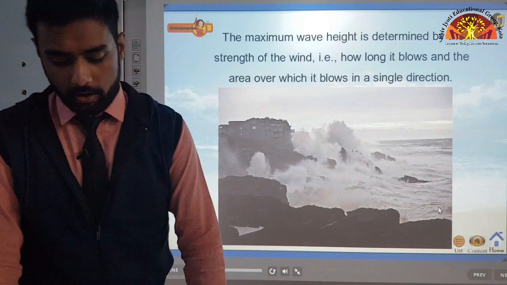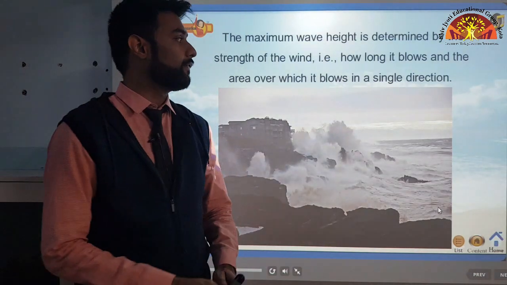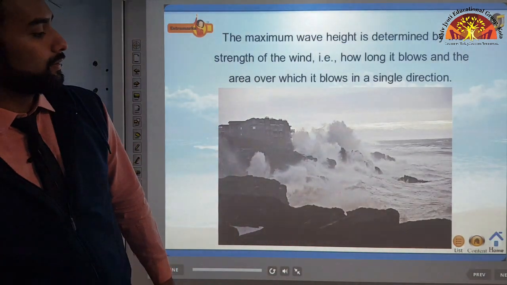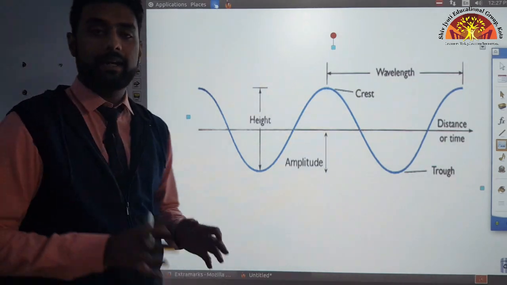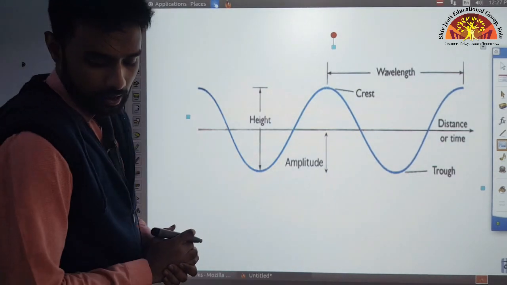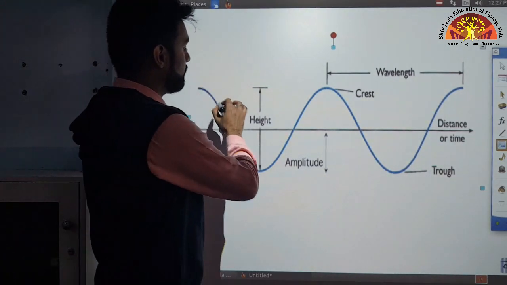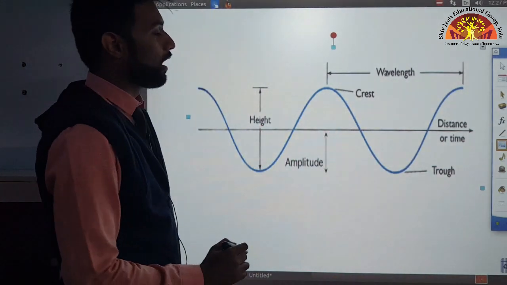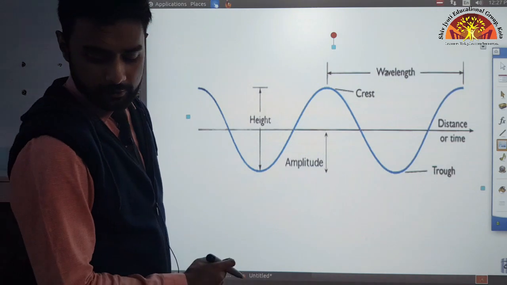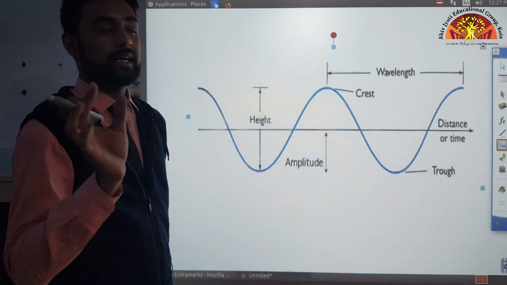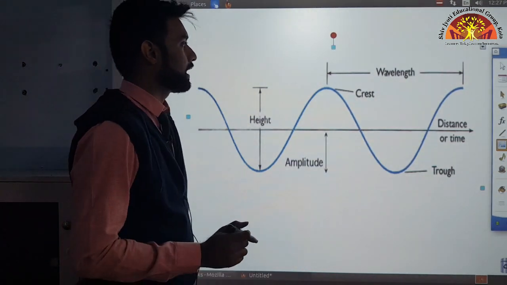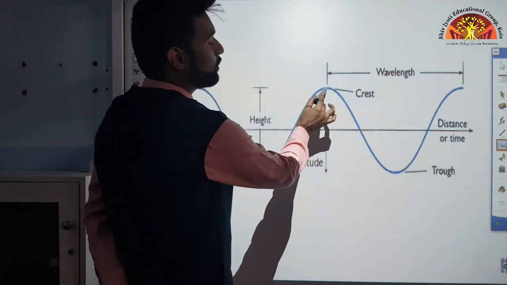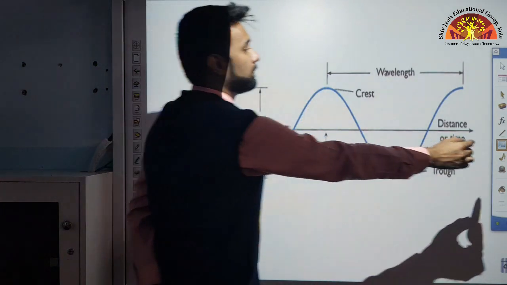Now, we are learning about the characteristics of waves. What are the different formations of waves? So students, now let us discuss the characteristics of waves. Now, as you can see here, the blue line depicts the wave which is formed in the water. Now, we are going to learn about these points which are given here. First, let us learn what are crest and trough. As you can see in this diagram, students, the crest is the topmost point of a wave.